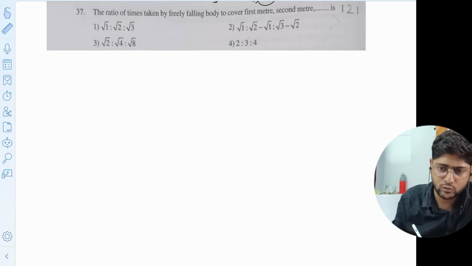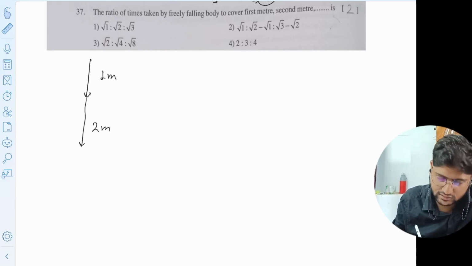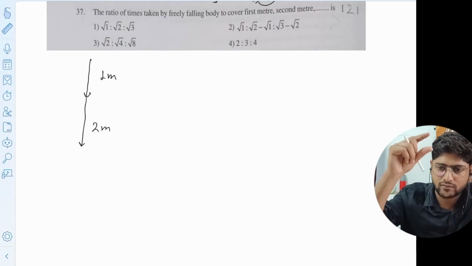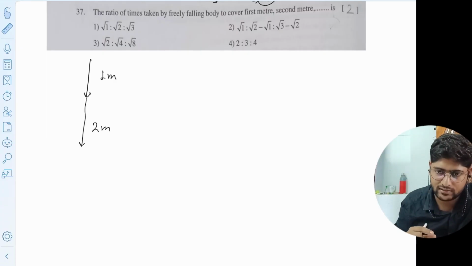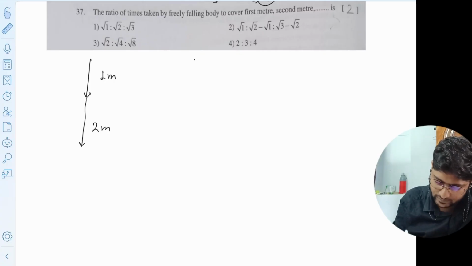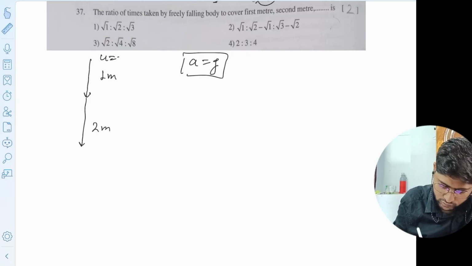If something is freely falling, suppose this is the first meter covered, and this is the second meter covered. We have to take the ratio of how much time it takes in the first meter and how much time in the second meter. So our acceleration equals g, and u equals 0.